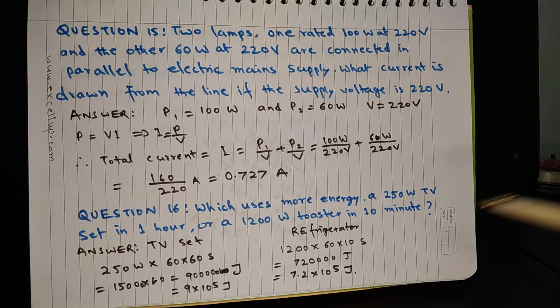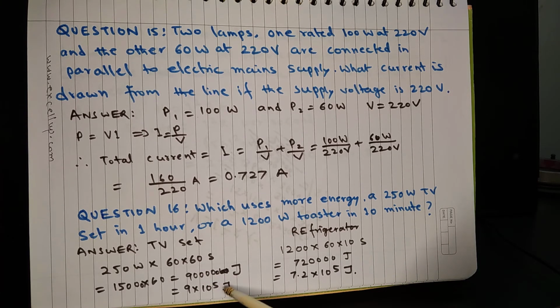For the toaster, it is 1200 multiplied by 60 into 10 seconds. So it comes to 7.2 multiplied by 10 power 5 joule. So obviously the TV set is going to consume more energy compared to the toaster.